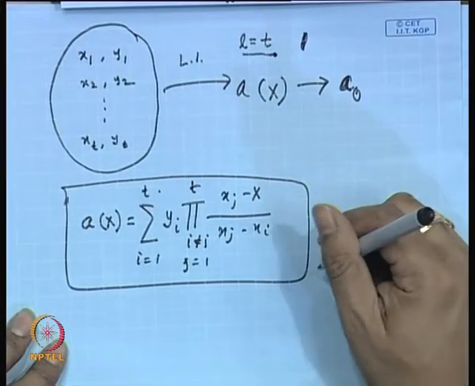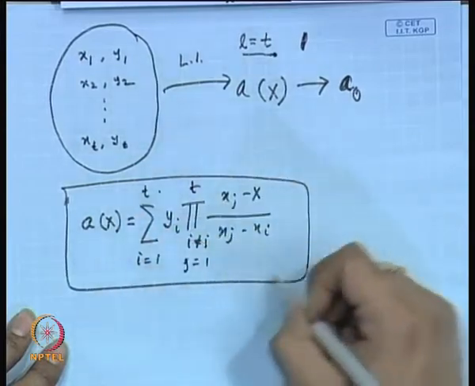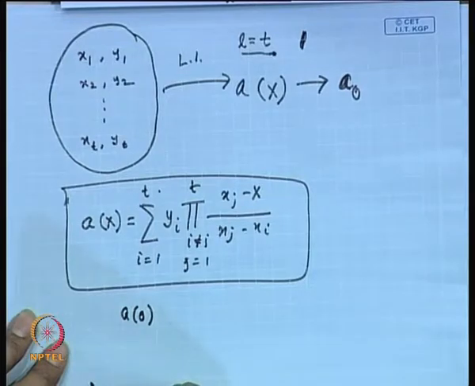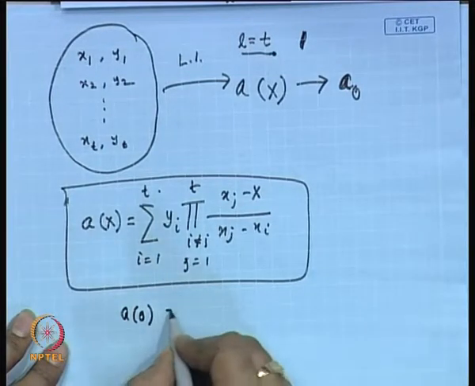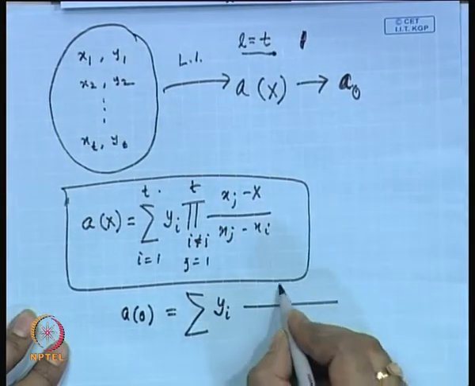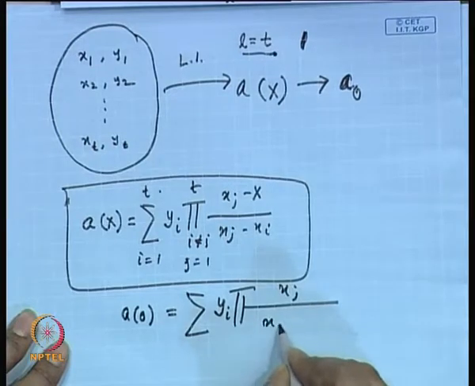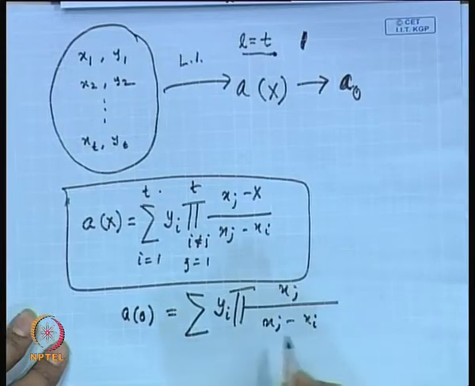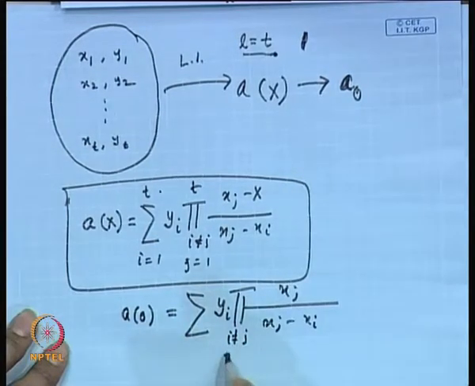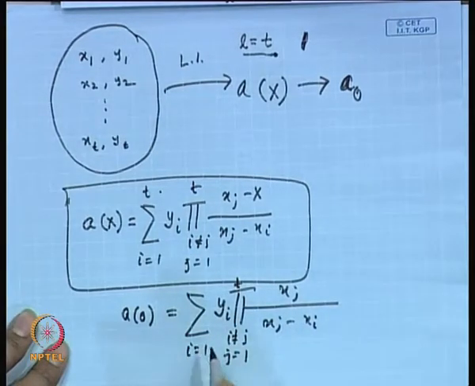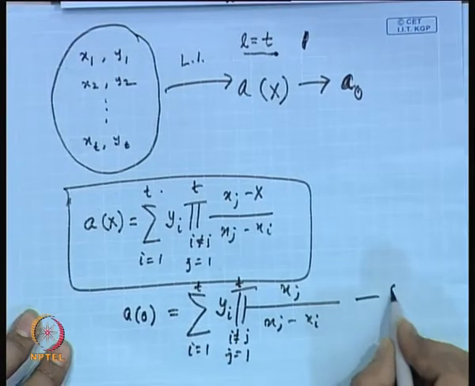Actually, the collaborating parties do not need to calculate this whole value. What they want is only the secret a0. So, what they actually want is only this: for each yi, you can plug in 0 here, and you get xj divided by xj minus xi. What the collaborating parties want is only this, that is the corresponding secret.